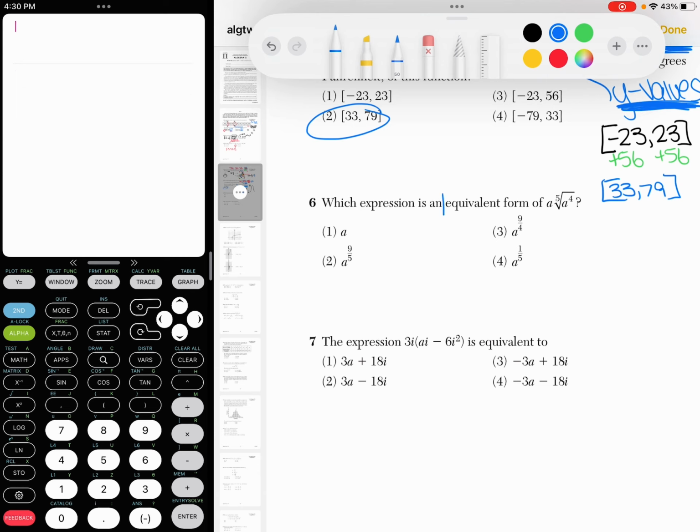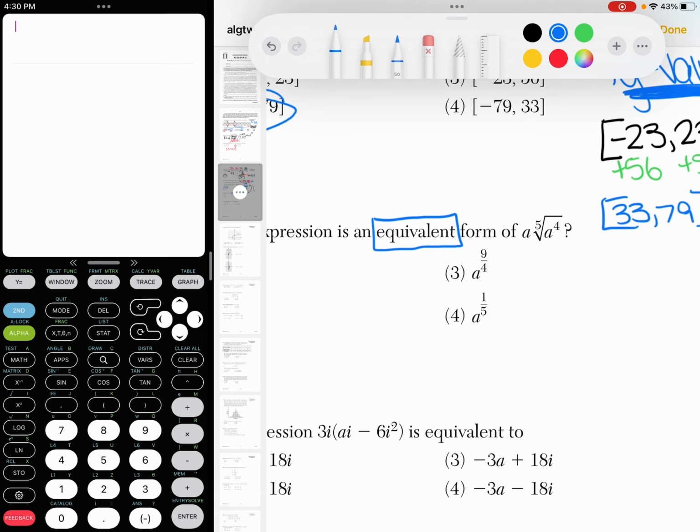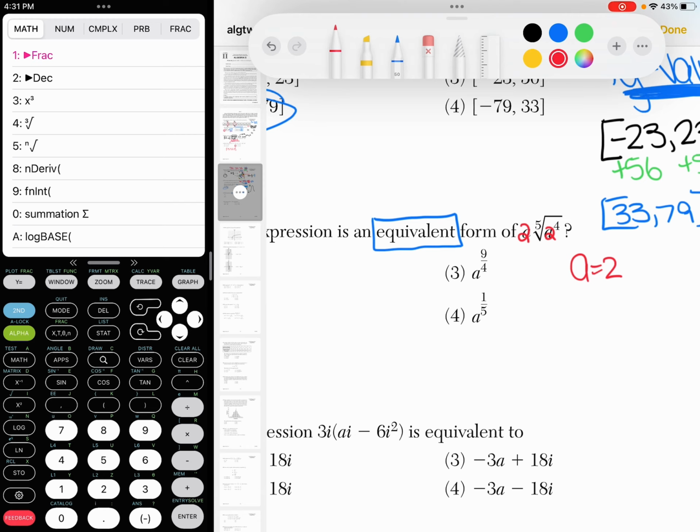So again, when you see that word equivalent, you can plug in numbers in place of the letters. So for this one, the letter is A. You can use any number you want. I'm going to use a 2. So when I go to type this into my calculator, I'm going to put a 2 here and a 2 here. Again, I'm hypothetically using a 2. You can use any number you want. So it's 2. Then you have to get the fifth root. If you don't remember how to get the fifth root, remember you click math and go down to the nth root.